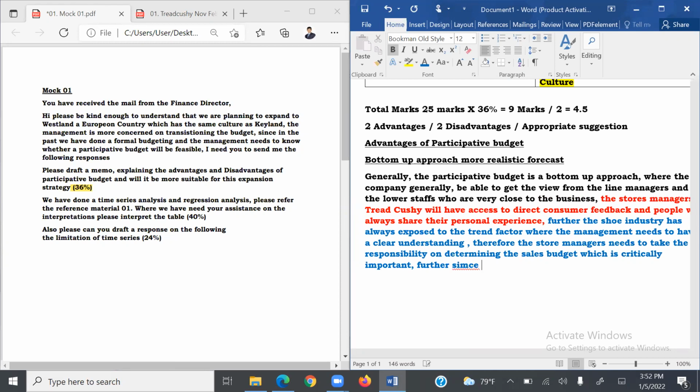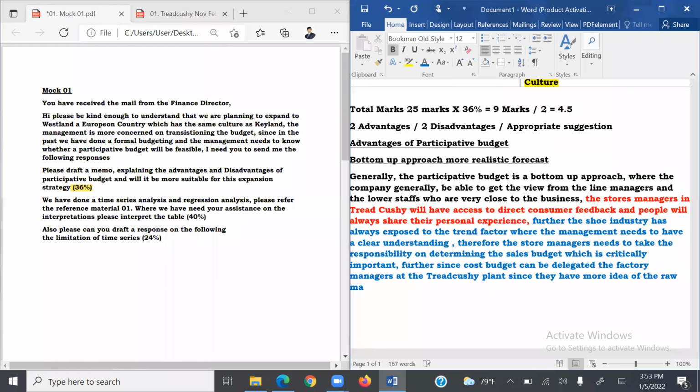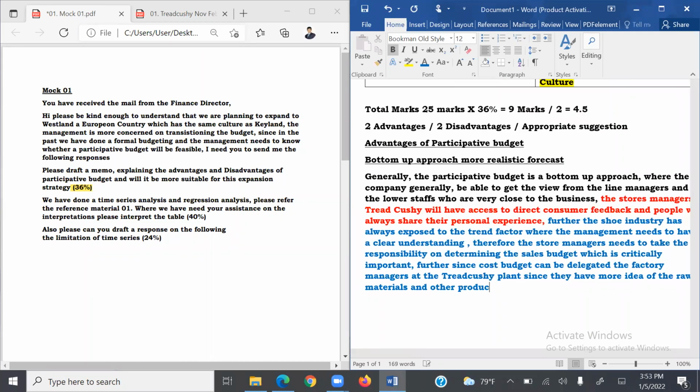Further, since the cost budget can be delegated to the factory managers at the Cushy plant, since they have more idea of the raw materials and other products. Students, are you clear with this?